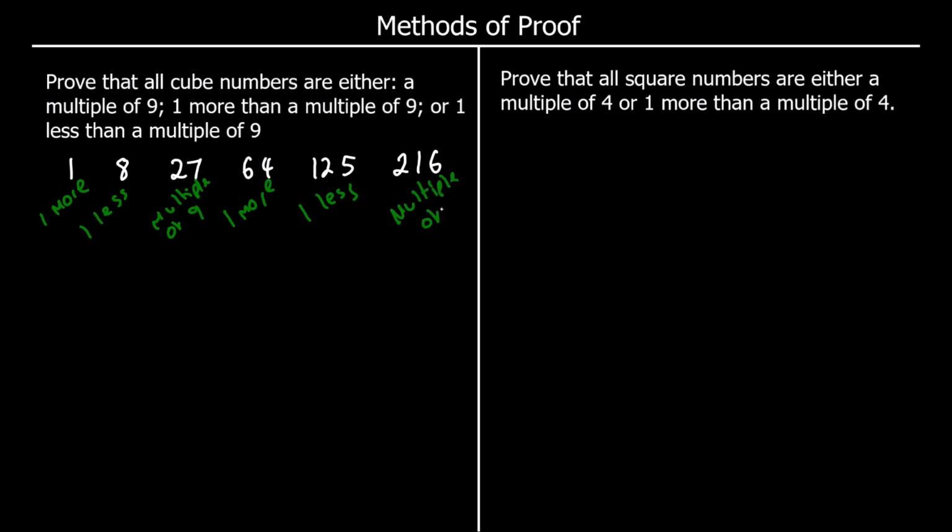The quick way of telling if a number is a multiple of 9 is adding up the digits. So 2 plus 1 plus 6, that equals 9, which is in the 9 times table, so it's a multiple of 9. And the same with 27, 2 plus 7, they add up to 9. I know 125 is 1 less, because 1 plus 2 plus 6, 126, adds up to 9. So that is in the 9 times table.